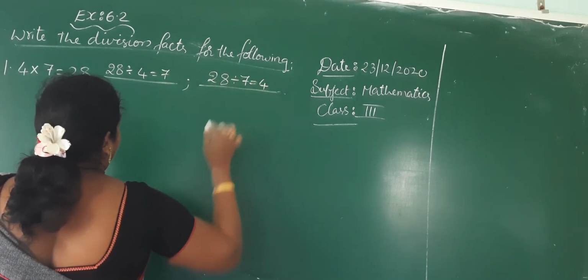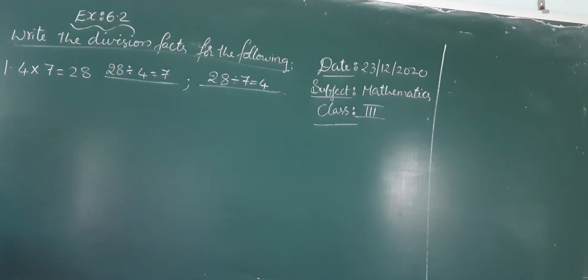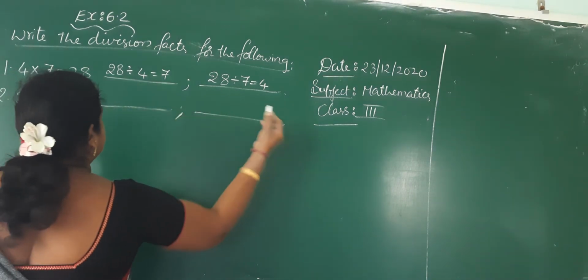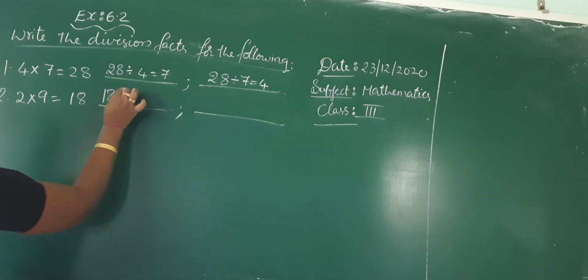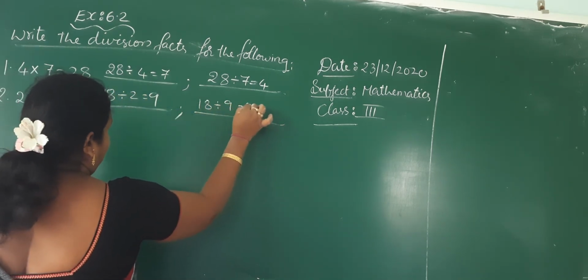That means if you divide the product by either of these numbers, you will get the other number as the answer. See the second one, 2 9s 18. Write the division facts for 18. 18 divided by 2 equal to 9. 18 divided by 9 equal to 2.